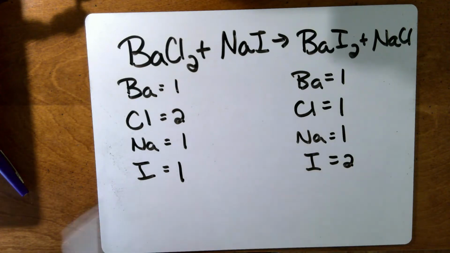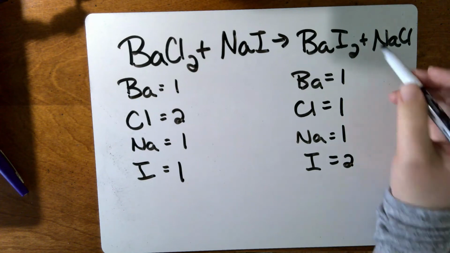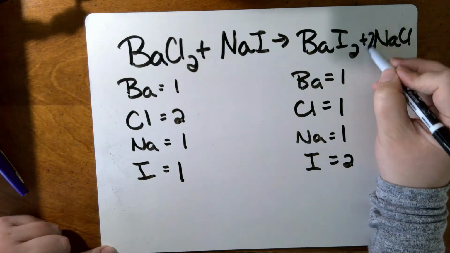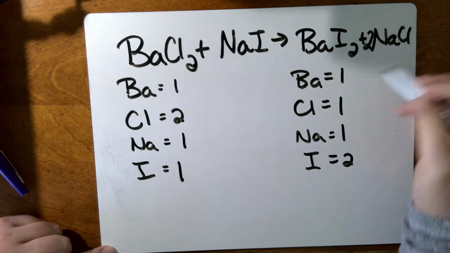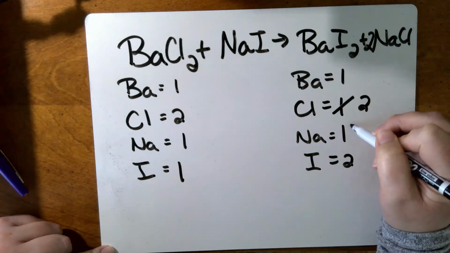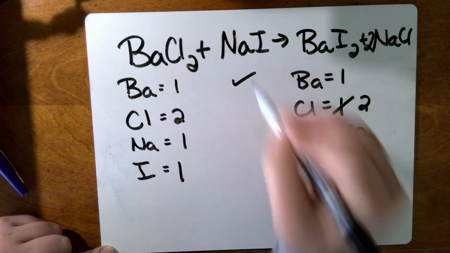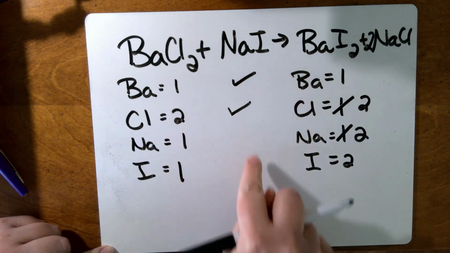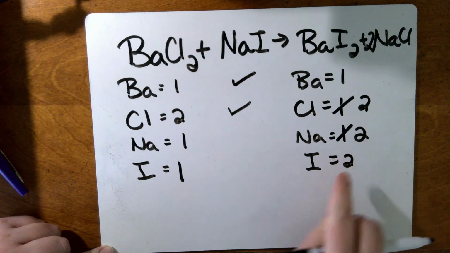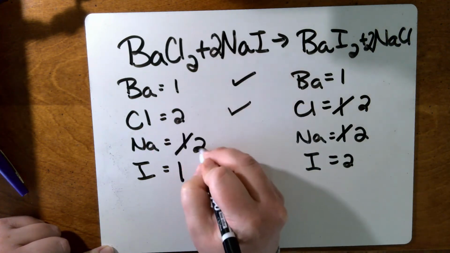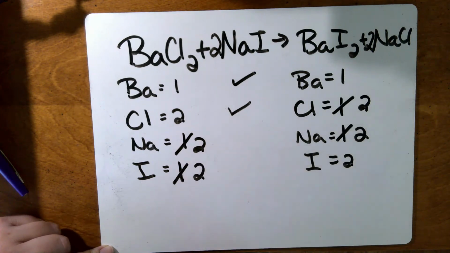So I'm going to start, doesn't really matter where I start, okay? I'm going to balance the chlorine first because that's the first one I see. So the way to do that is to put a 2 in front of NaCl. So now on the right side, I have my 2 chlorines. I also have 2 sodiums. Okay, so that's good. These are not balanced. So I need 2 sodiums and 2 iodines on the reactant side. When I put a 2 here, I now have 2 sodiums and 2 iodines. So now this equation is balanced.